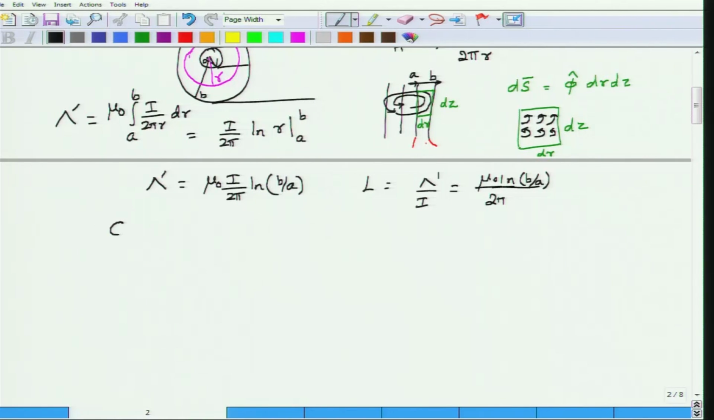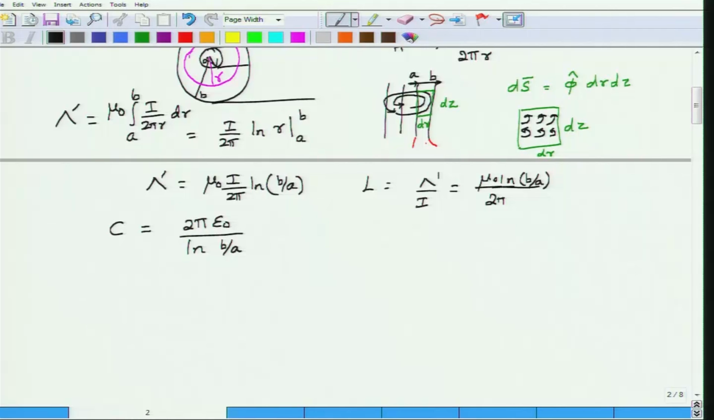If you recall what the capacitance per unit length was, capacitance per unit length was 2 pi epsilon 0 divided by log of B by A for the same coaxial cable with outer conductor radius of B. The capacitance was 2 pi epsilon 0 divided by log B by A.